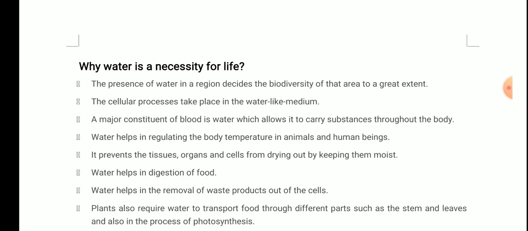Plants also require water to transport food through different parts such as the stem and leaves, and also in the process of photosynthesis. So you can see all these functions are a necessity for life, and for that we need water. So that's why it is said that water is a necessity for life, because it carries out these different kinds of functions. Therefore it is a necessity for life.